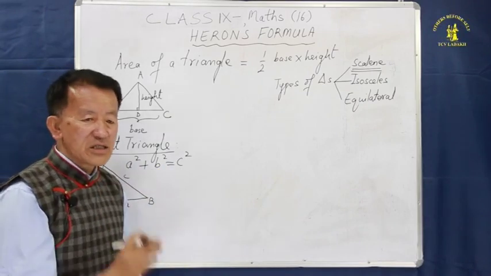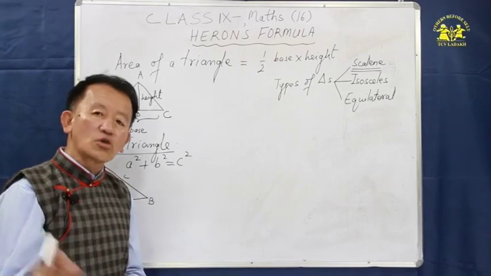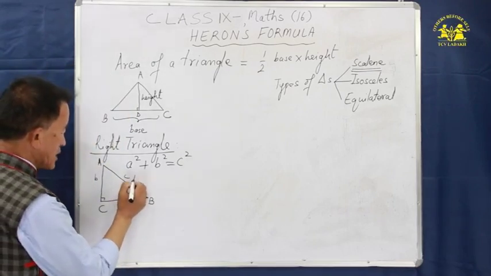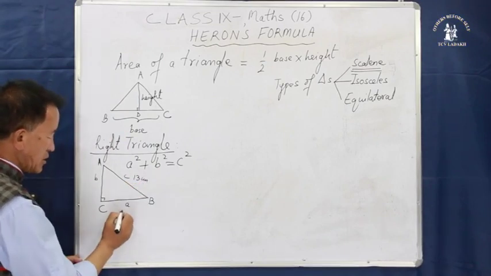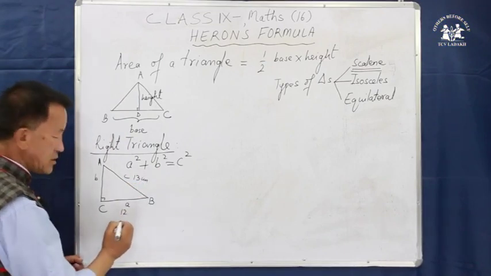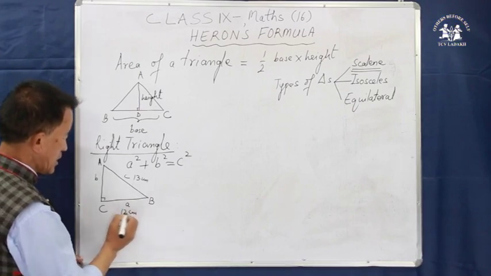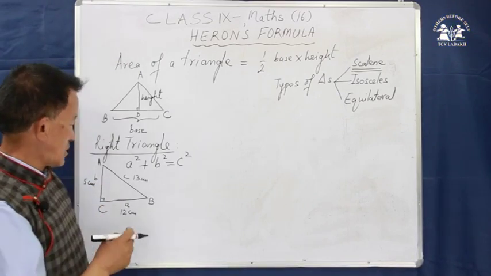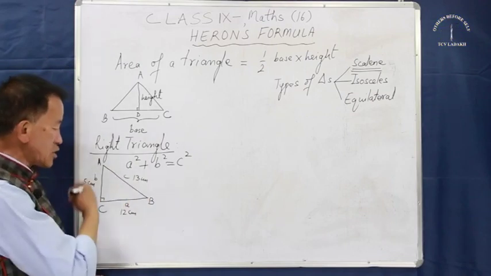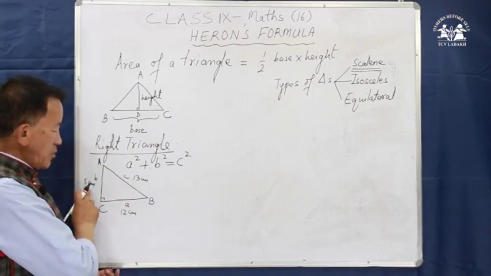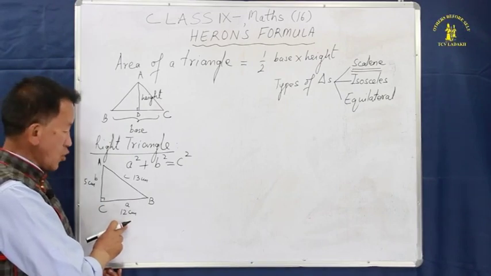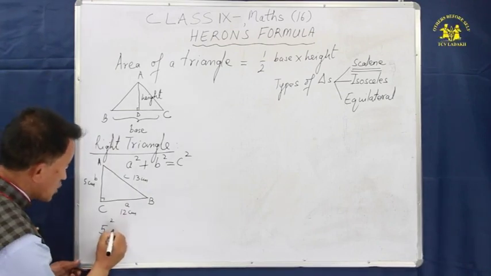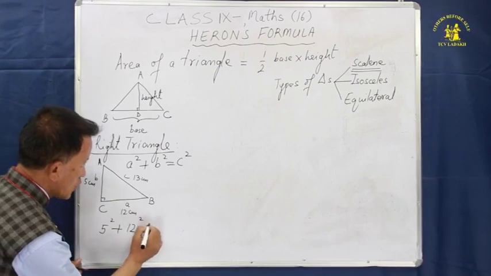So let's take a simple example of a scalene triangle which is also a right triangle. Let's say the hypotenuse is 13 centimeter and one of the sides is 12 centimeter, and this side is 5 centimeter. Now if you square all the sides, 5 square plus 12 square is equal to 13 square.